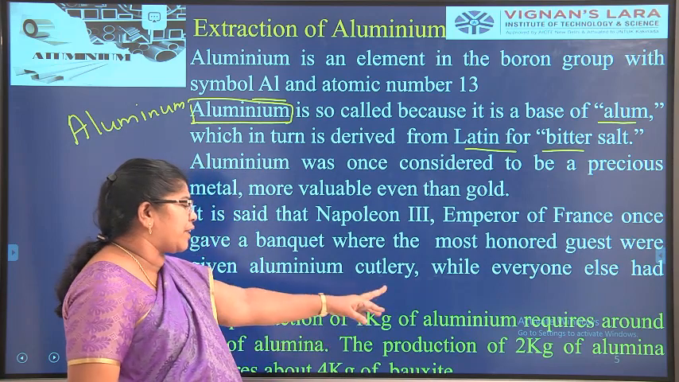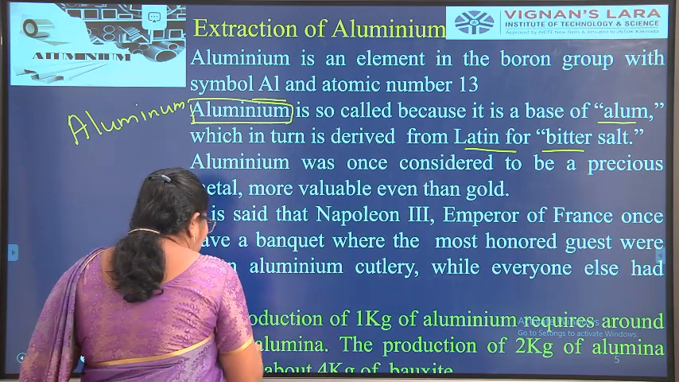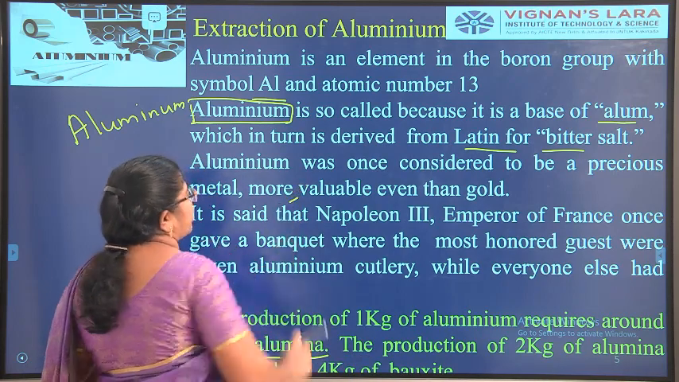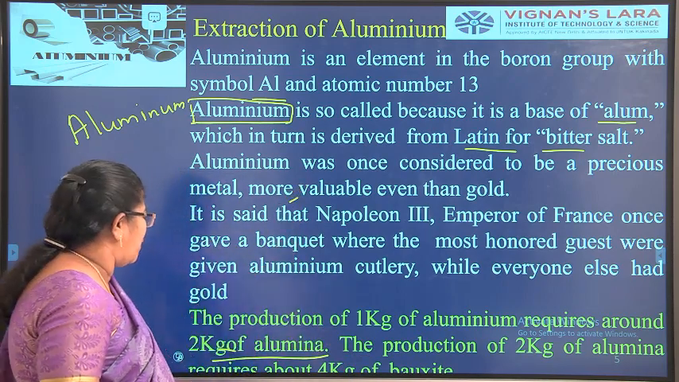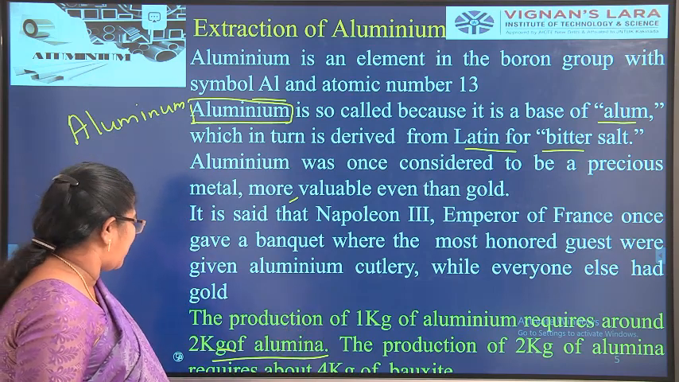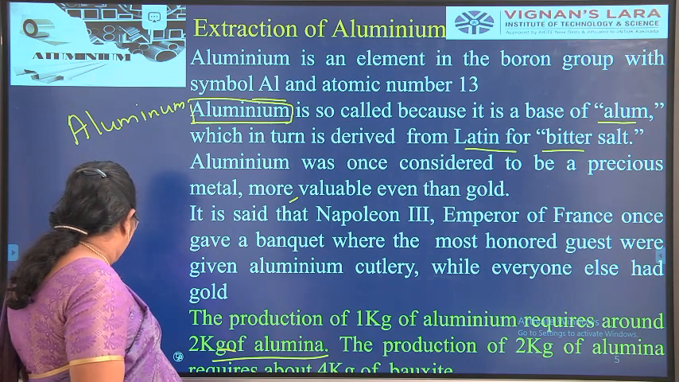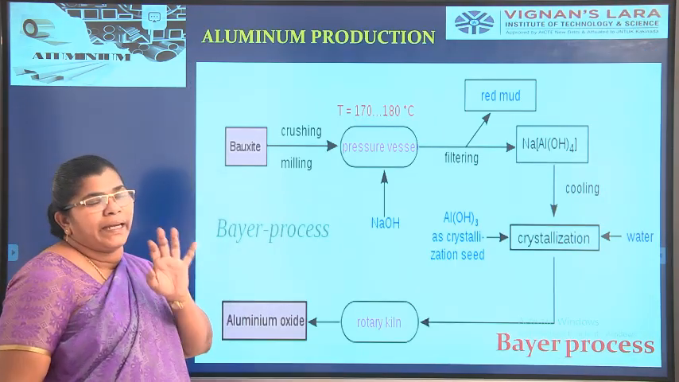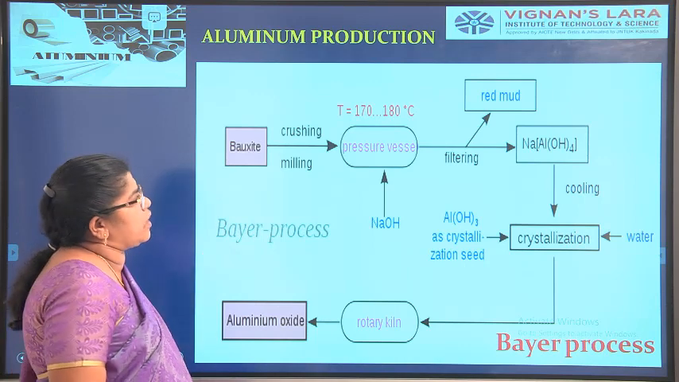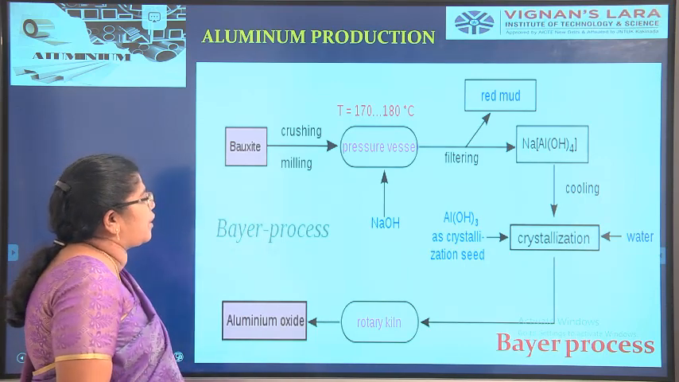For the production of 1 kg of aluminium, it needs 2 kg of alumina. The production of 2 kg of alumina needs 4 kg of bauxite. I told you the main raw material that we have is bauxite. So what is the production process of aluminum?